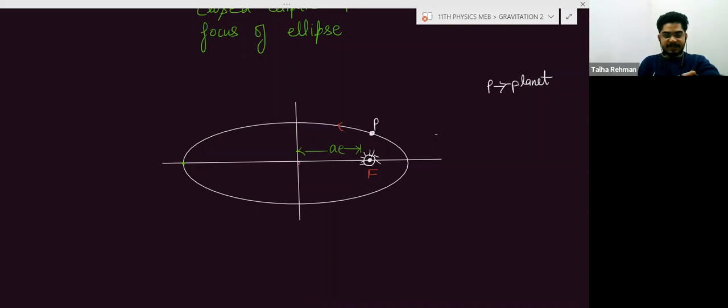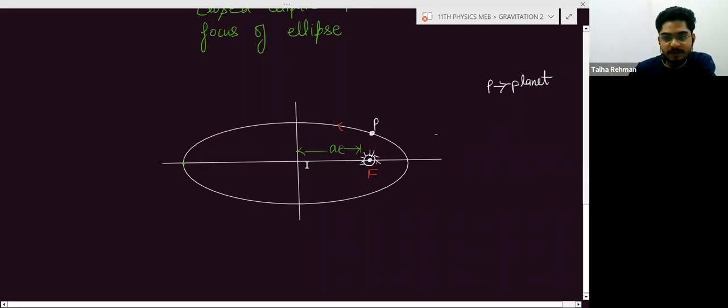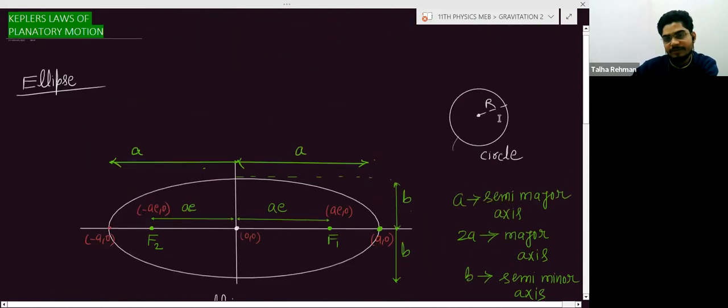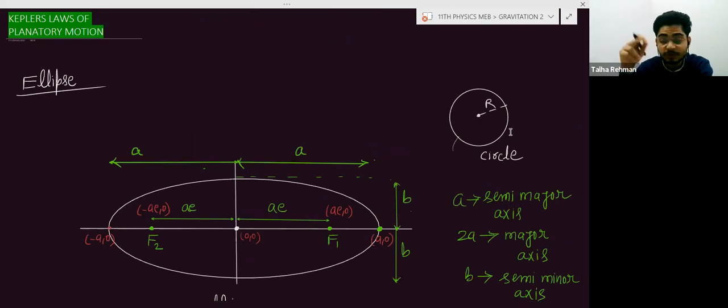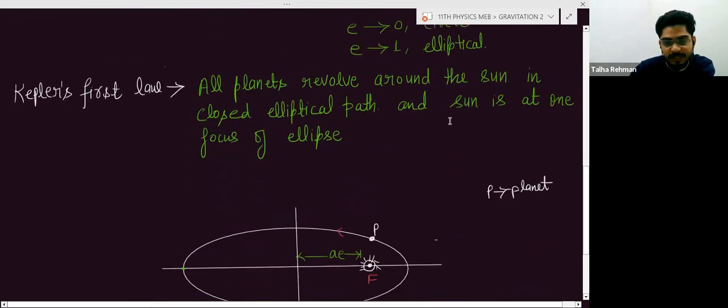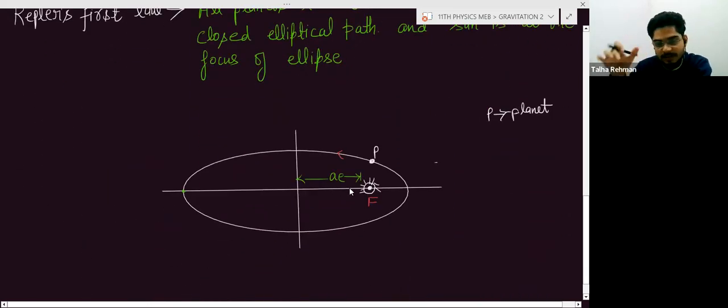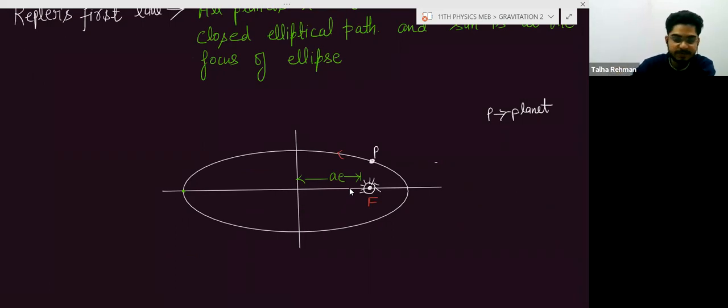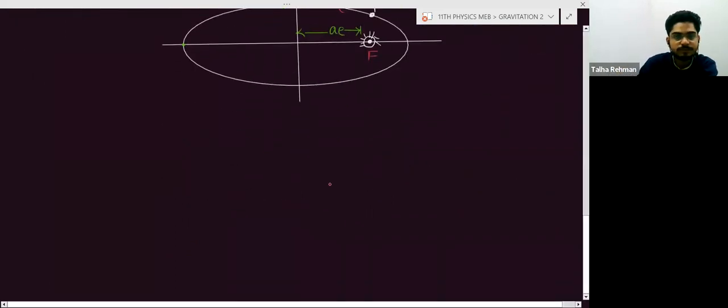Okay, now Kepler's second law. Earlier we discussed that when a satellite is revolving around the Earth, it revolves with the orbital speed v equal to root of GM by r, and that speed is a constant speed. But a planet revolving around the sun is not moving with a constant speed. The speed is variable. So Kepler's second law.